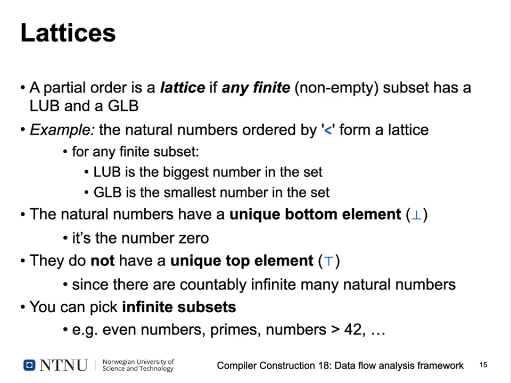For any finite subset of our natural numbers, we know that the least upper bound is the biggest number in our set of numbers, and the greatest lower bound, in turn, is the smallest number in this set. For our natural numbers, we know that we have a unique bottom element, and we indicate it like this, with this T turned on its head, and that's the number 0. Well, in case you include the number 0 in your natural numbers. But natural numbers do not have a unique top element, which we indicate with this regular T-shaped character here, since there are countably infinitely many natural numbers.